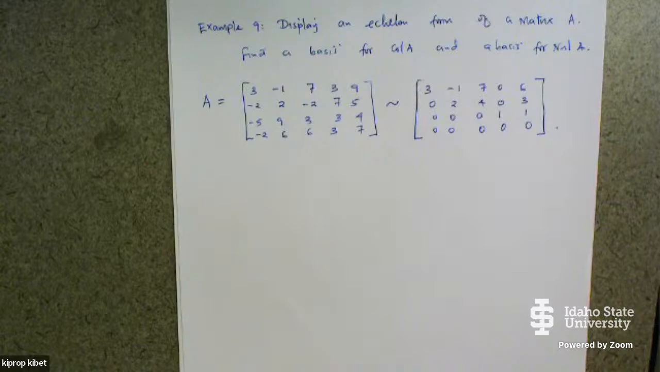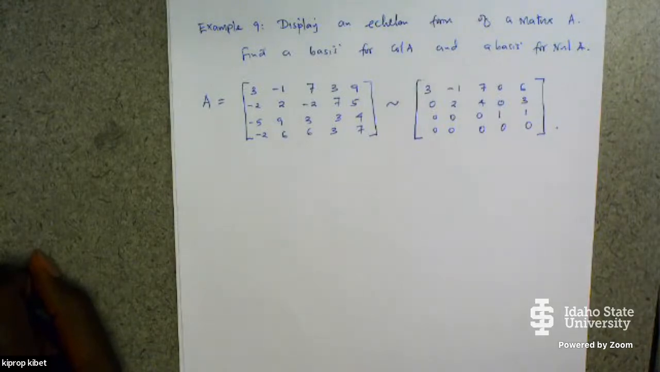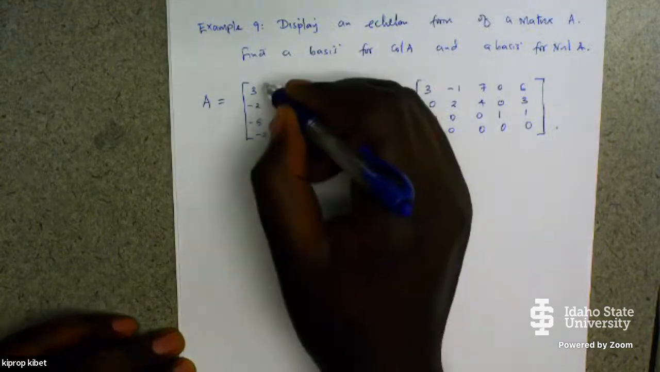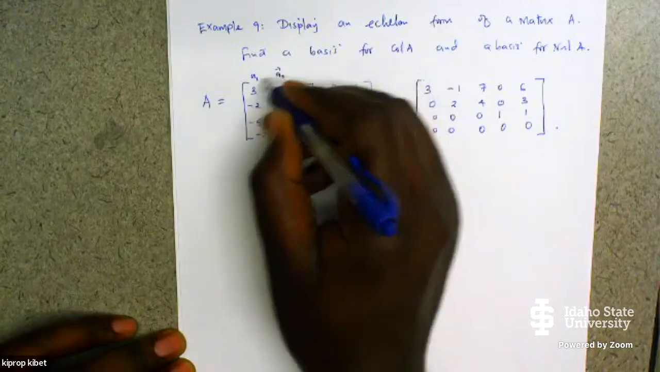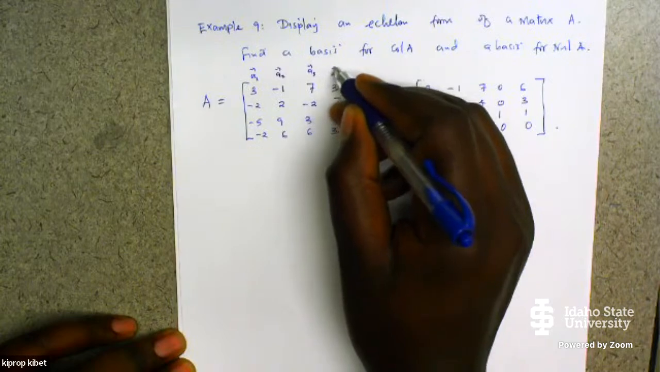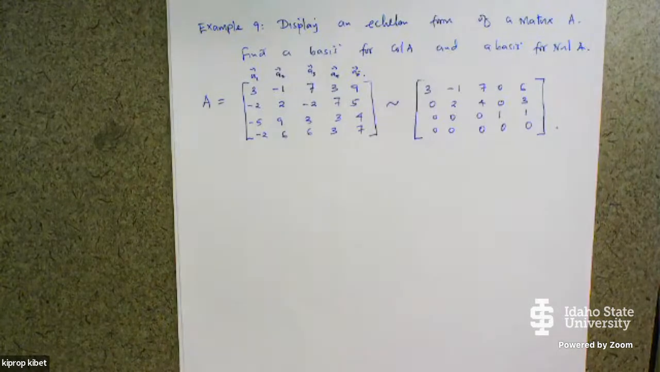Now, what are the bases for the column space of A and also the null space of A? Let's start by naming the columns A1, A2, A3, A4, and A5. We can name them.